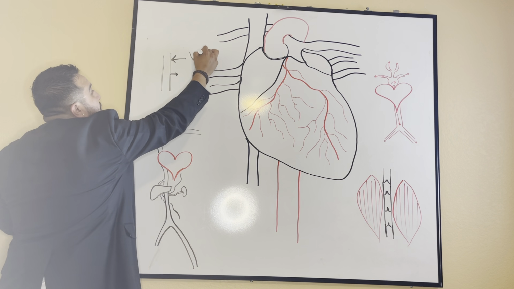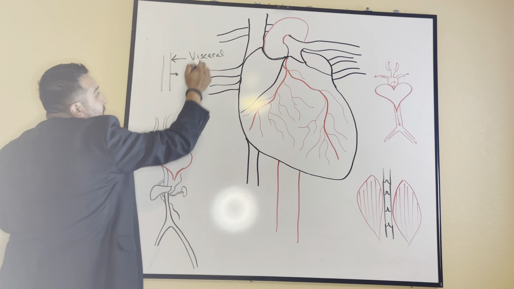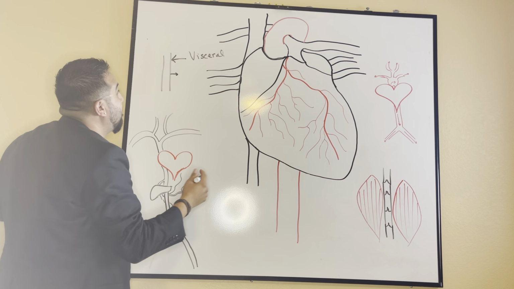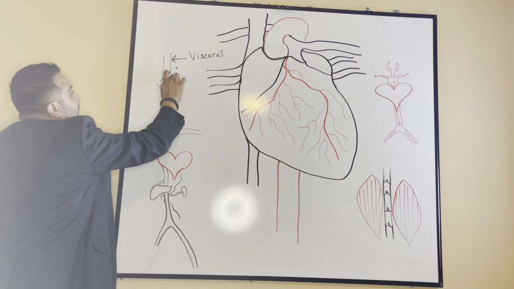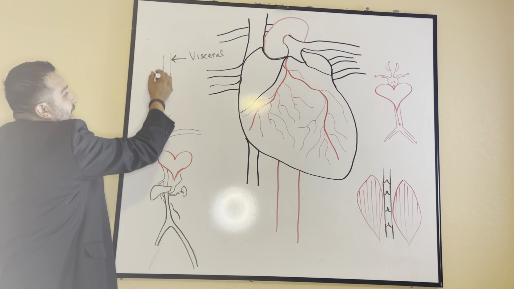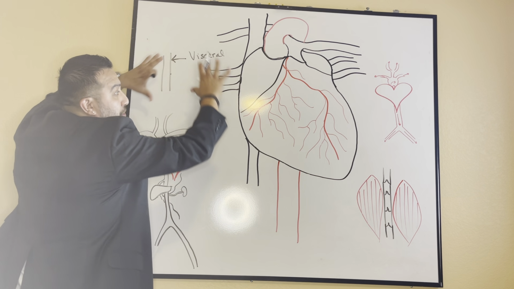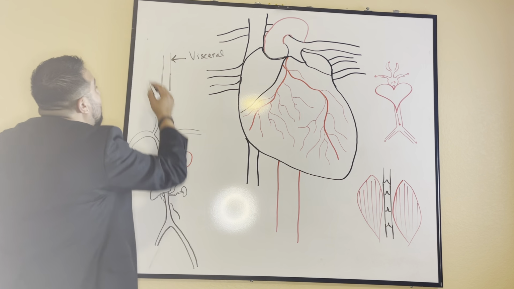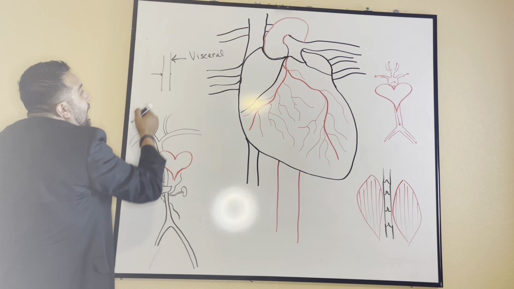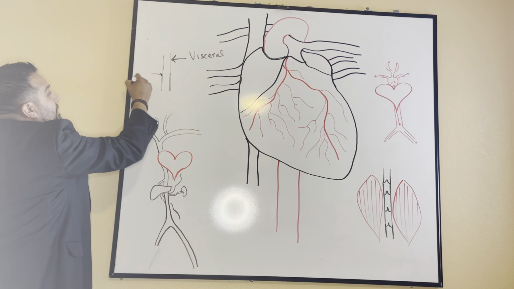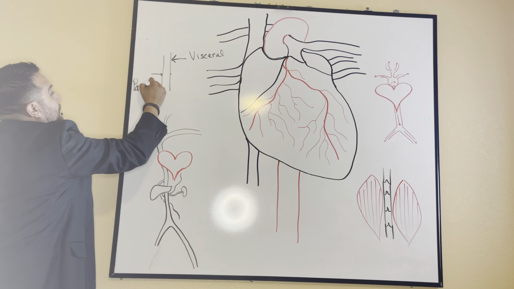Okay, so this is the visceral. It pertains to organ, and the heart's the organ, viscera. And then the layer of the pericardial sac that's touching, let's say, the structures that are surrounding the heart, which would be the lungs, that layer right here, the outside part, that's going to be known as the parietal.